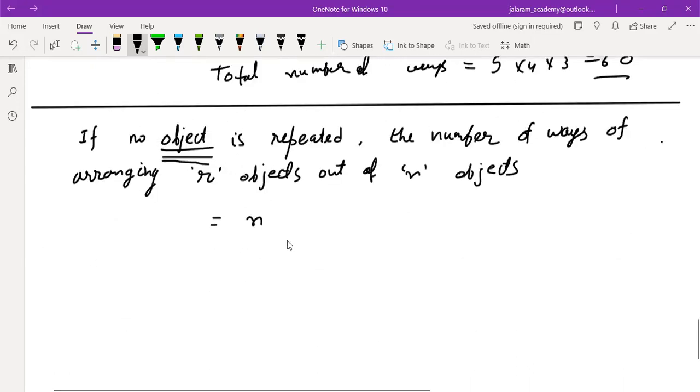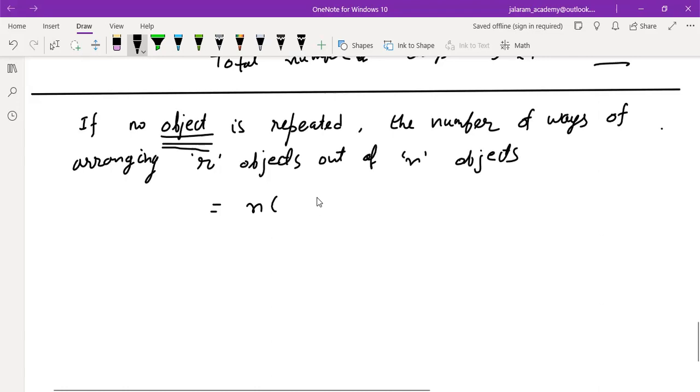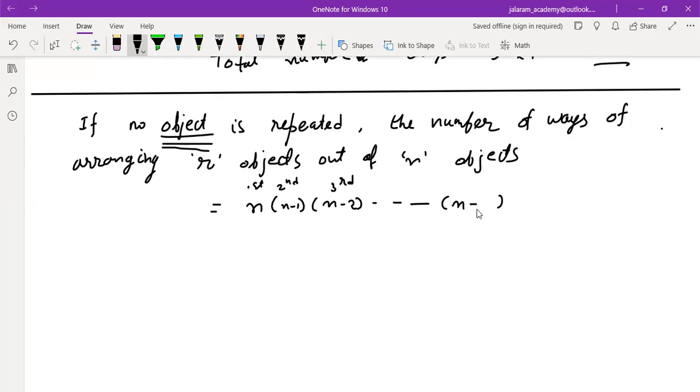And then what will be the choice for the second place? Can you tell the choice for the second place? N minus 1. Yes. For the third place? N minus 2. Can you tell the choice for the 10th place? N minus 9. Is it correct, everyone?